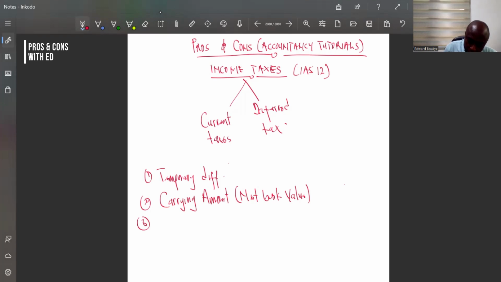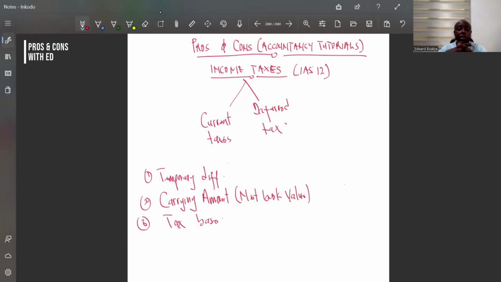Three, I made mention of your tax base. So when we talk about carrying amount, it simply means the amount at which you are keeping your asset in your book. The amount at which you are keeping your asset or liability in your financial statement. It's what we call carrying amount.